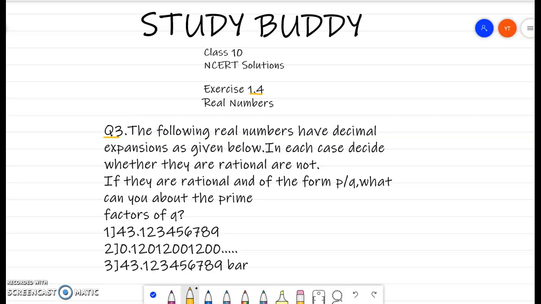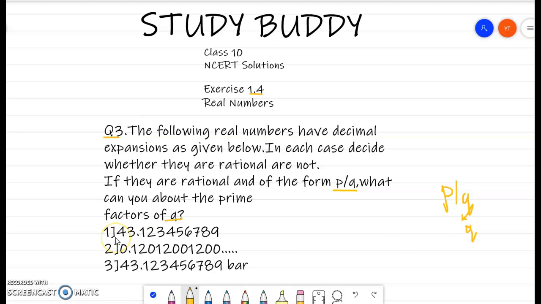Question number 3. The following real numbers have decimal expansion as given below. In each case, decide whether they are rational or not. If they are rational and of the form p by q, where p and q are integers, what can you write about the prime factors of q? So they're asking us any number to be of the form p by q and asking us what we can say about the prime factors of q. So they've given us three sets of numbers.